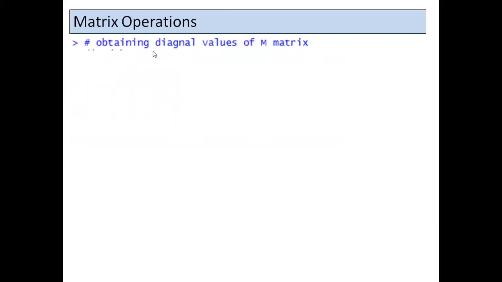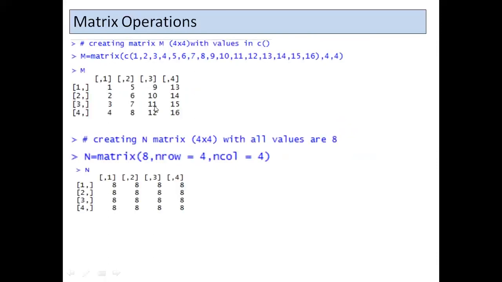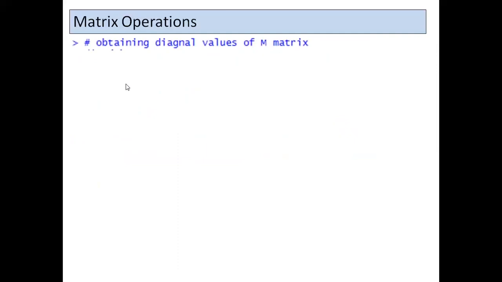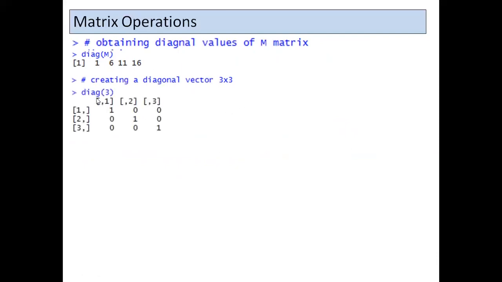Now say we want to obtain the diagonal values of the M matrix. In that case, if you type in diag M, we get all the data within the diagonal of the M matrix. Over here, if you see, the M matrix diagonal is 1, 6, 11, 16. In a similar fashion, the R program throws up the output that we require. Now say we want to create a diagonal matrix of 3 by 3. In that case, we need to type in diag and 3, and it makes a 3 by 3 matrix over here.